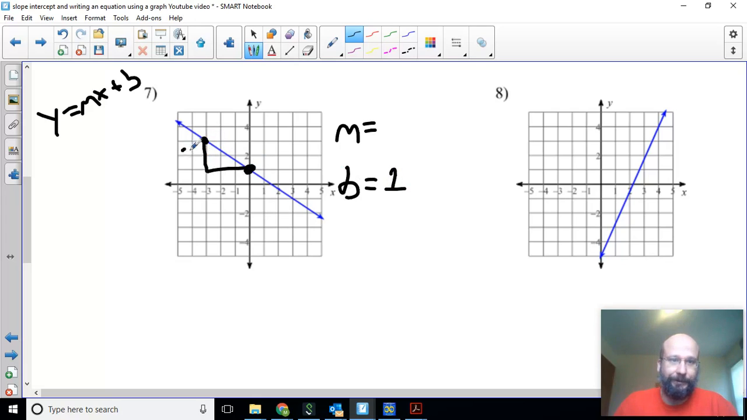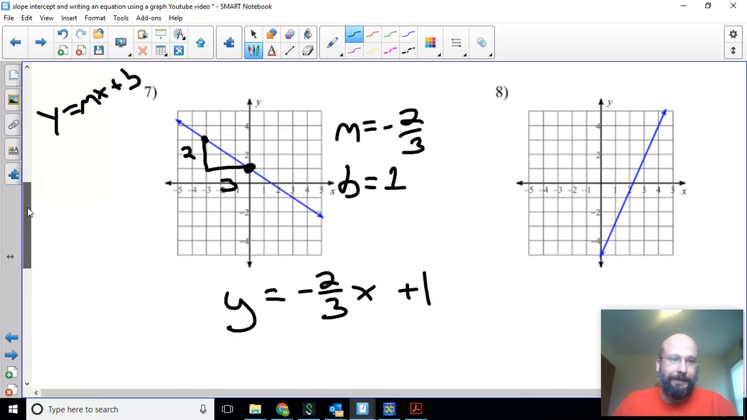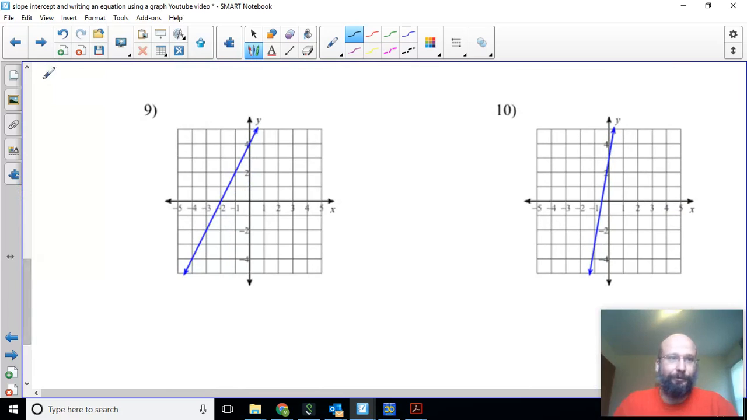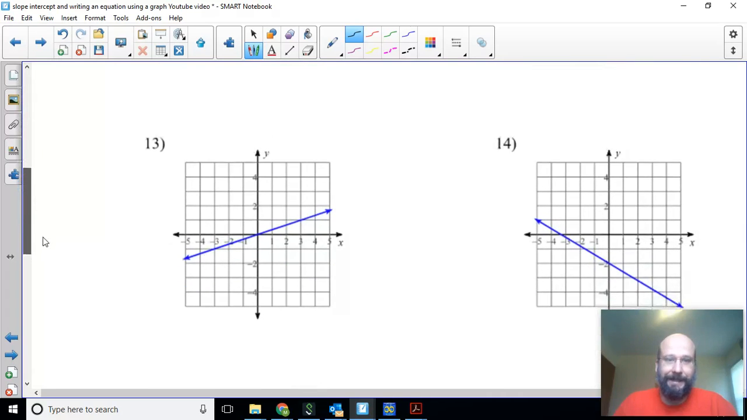This is a negative slope. That's 2, and that's 3. So that's -2/3. So y equals -2/3 x plus 1. I don't want to do 2 more. I'm going to see what other types of questions, lines I have.